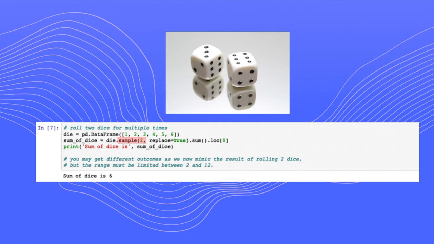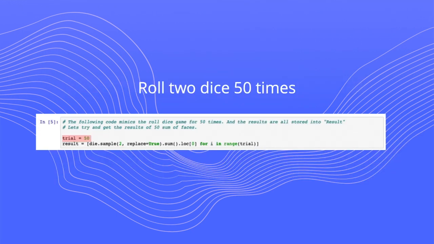We can mimic this game using Python. The dice has 6 values, with an equal chance which stands for the real dice. We use the pandas method sample to mimic the game. In the code, 2 means we are rolling 2 dice. Then we can calculate the sum for face values of these 2 dice and we get 6.